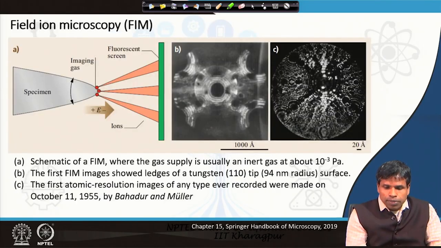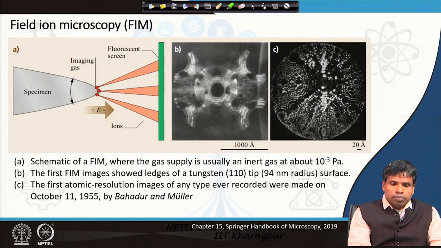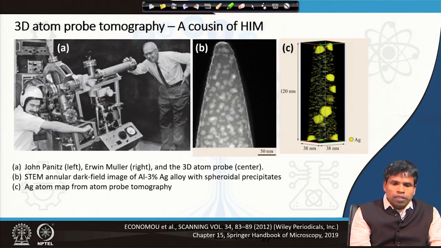This happened around the year 1955. Subsequently, Muller moved to another related field of microscopy, which is called 3D atom probe tomography. This 3D atom probe tomography is the only material analysis technique which offers extensive capabilities of both 3D imaging and chemical composition analysis at the atomic scale.